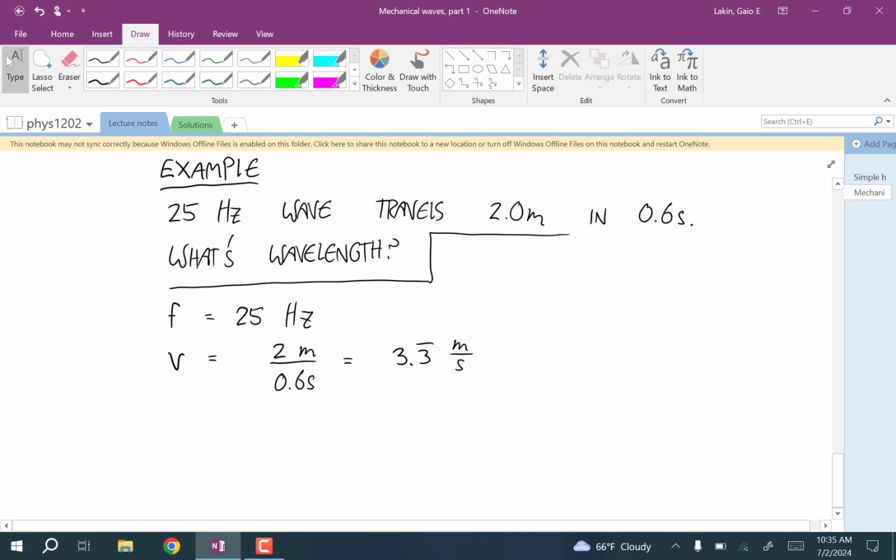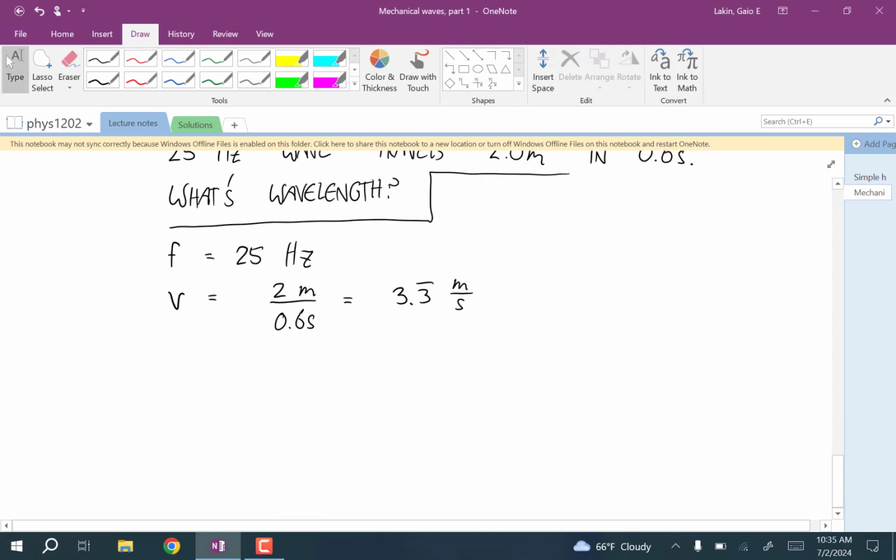And now we can use the fact that the wavelength is equal to the wave speed divided by the frequency. So that's 3.3 repeating divided by 25 hertz. All of these are SI units. And we come up with a wavelength in SI units, which is 0.13 with threes repeating meters.